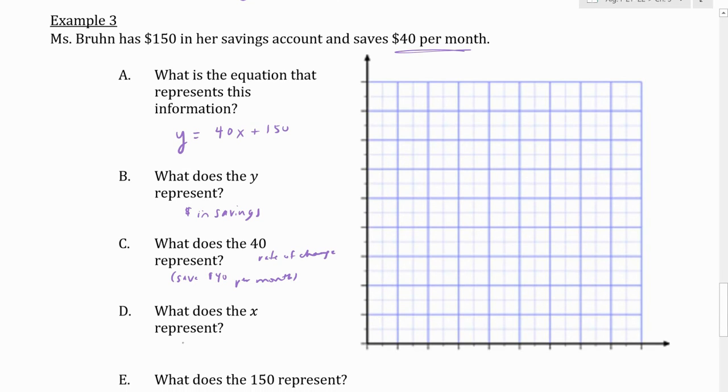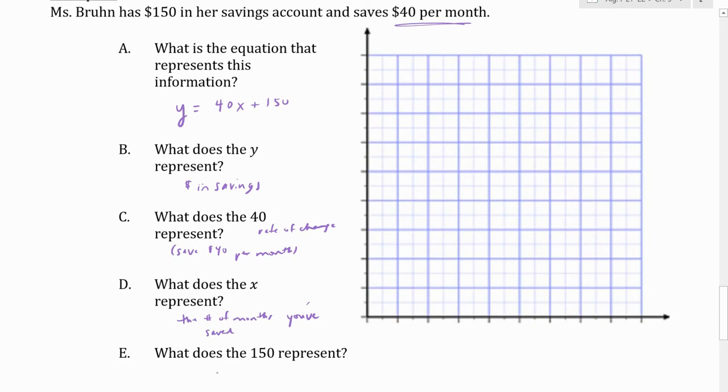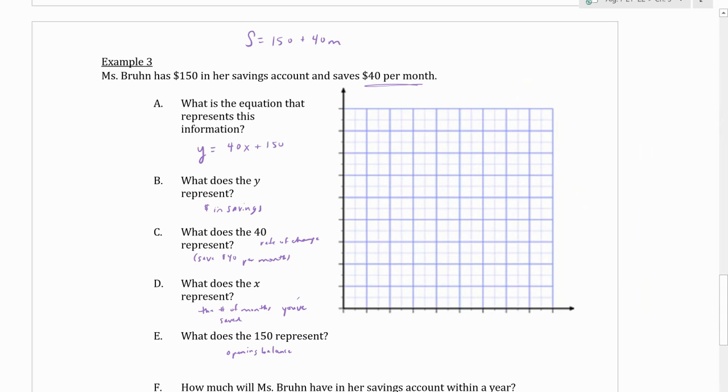The X would be the number of months you've been saving. And then the 150 is the opening balance. It's the starting point. It's what you opened up your savings account with. So X is number of months of savings. Y is dollars in the savings account.